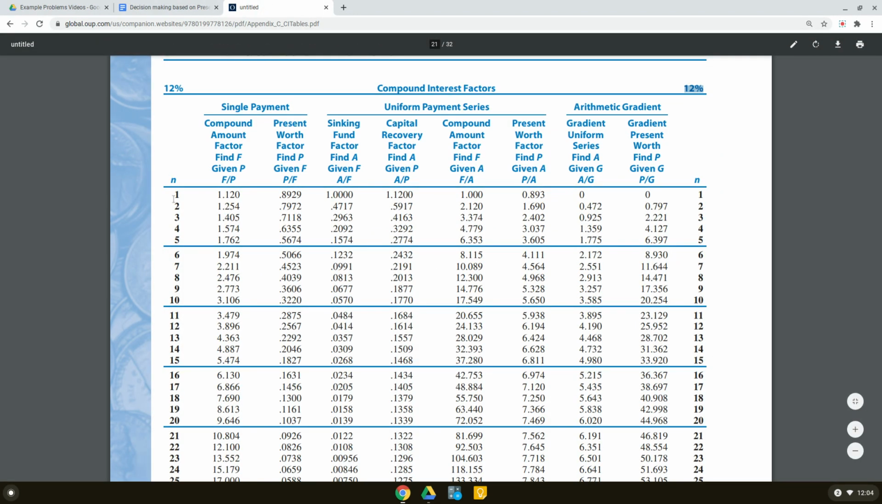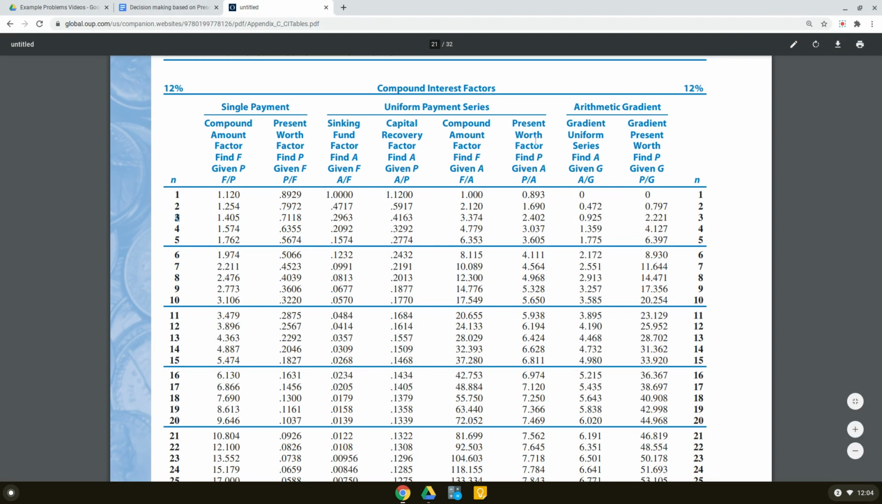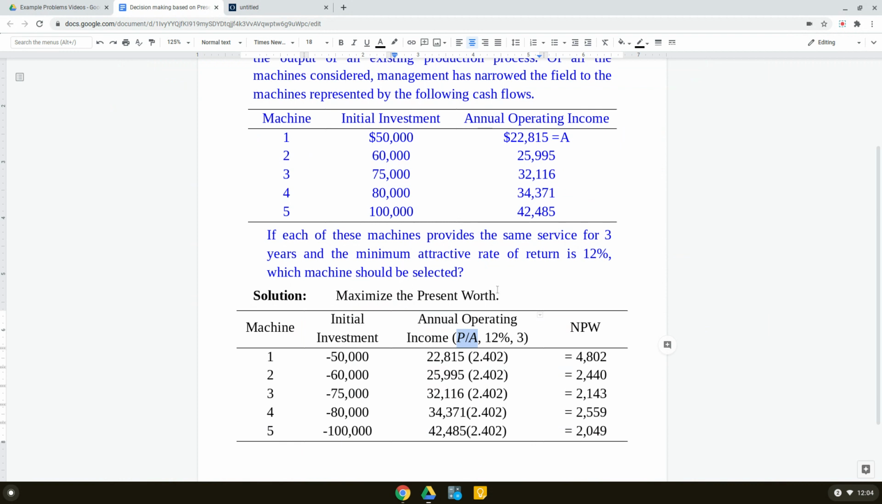So n, the time periods, are in different rows. N is equal to 1 time period, 2 time periods. We are interested in the third row, 3 time periods. 12% interest rate table, 3 time periods, and we want to find out P given A, present worth factor. P given A, right? In row number 3 is 2.402. So that's what we have here, 2.402.